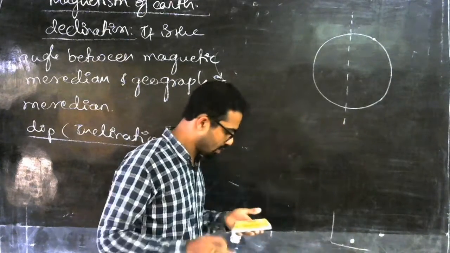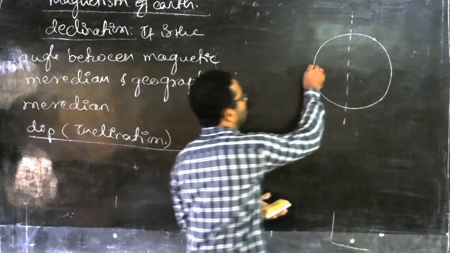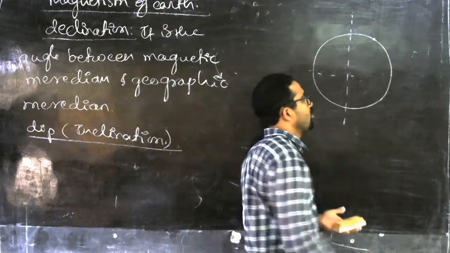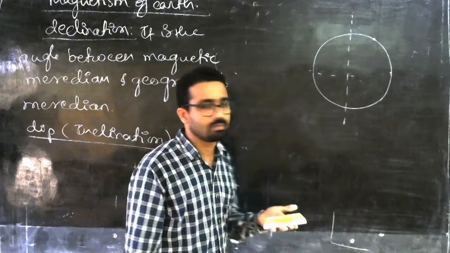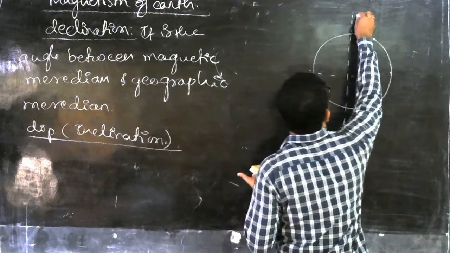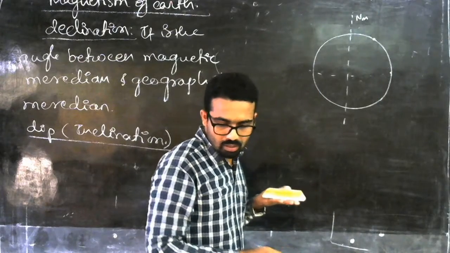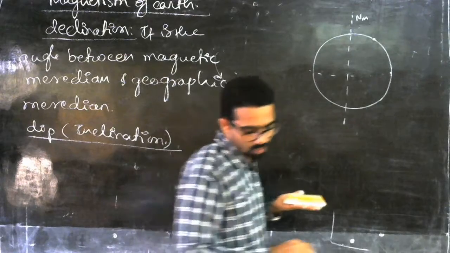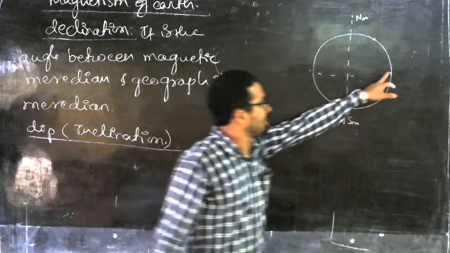For the beginning, imagine that you are on the equator. You are here on the equator, standing with the magnetic needle. Let's say this is the north magnetic pole, and another one is the south magnetic pole. And now you are standing here.